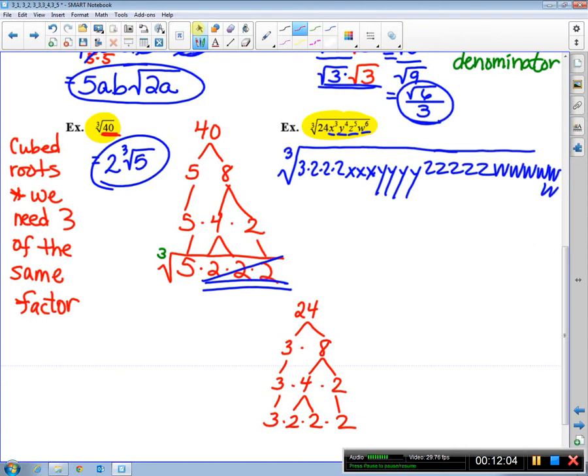Now we can bring out 3 of a kind. You bring one of them out. So we're bringing out a 2. We're bringing out an x. Here's 3 y's. We're bringing out a single y. Here's 3 z's. Bring out a single z. And I have 3 w's here, and 3 more w's right there.